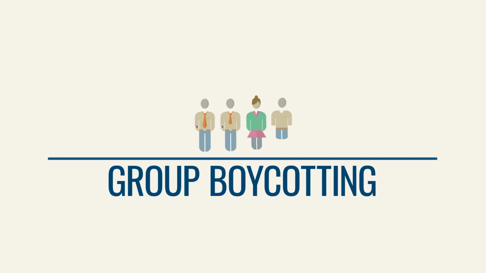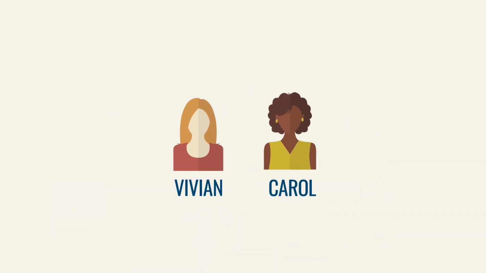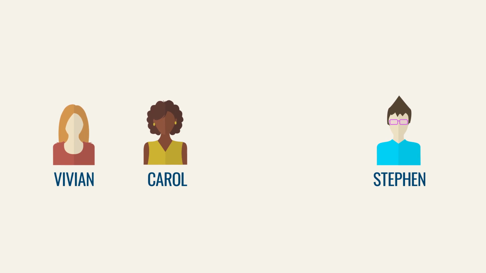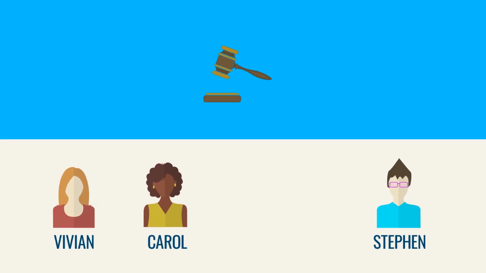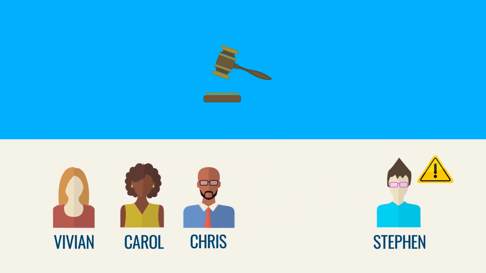Group boycotting. Group boycotting occurs when a group of competitors collectively agree not to do business with a third party in order to eliminate competition. For example, Broker Vivian and Broker Carol, who each own separate brokerages, do not like the way Broker Stephen runs his brokerage. If Vivian and Carol agree not to make any referrals to Stephen, they have just violated the Sherman Antitrust Act. It's okay for an individual broker to decide they don't want to do business with another broker because they believe the broker acts unethically. It's getting together as a group to boycott the other broker that's against the law.